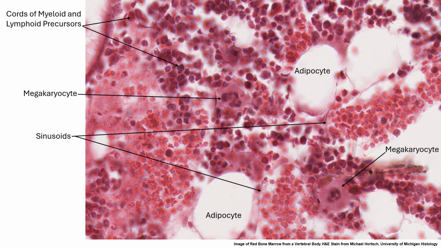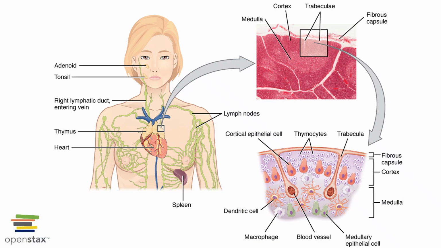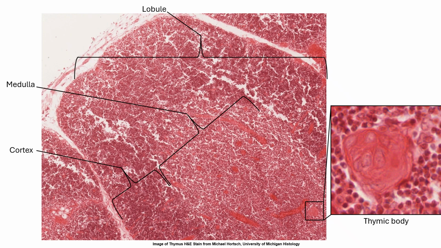However, the cords of myeloid and lymphoid precursors are replaced with adipose tissue, as red bone marrow is converted to yellow bone marrow. The thymus is where T cells mature. Immature T lymphocytes, called thymocytes, migrate from red bone marrow to the thymus. Lymphoid tissue in the thymus is organized into lobules. Each lobule has a layer of cortex surrounding a medulla.